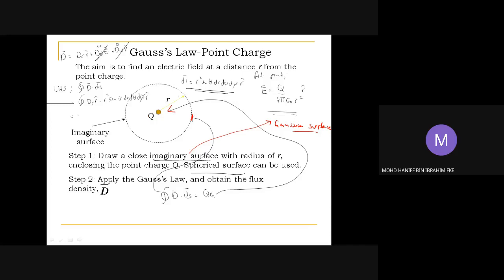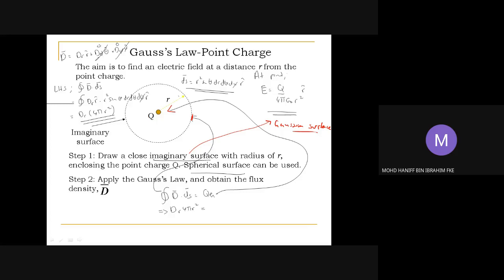Immediately, if we do the integration, we're going to have 4 pi r squared, because we are dealing with a closed surface integration. For a closed surface integration, both theta and phi will have their maximum range: theta from 0 to pi, phi from 0 to 2 pi. So the left hand side will be Dr times 4 pi r squared.